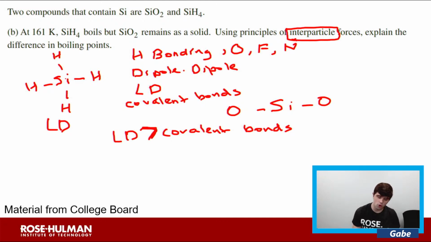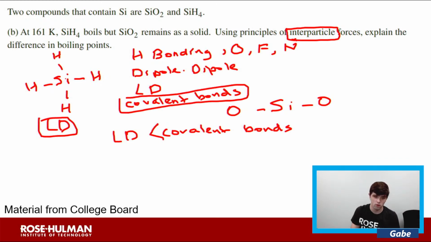So how does this affect the interparticle forces at the temperature? When they're at the same temperature, these will be stronger, because on the stronger side we have a solid, and on the weaker side we have a boiling liquid. That's because at a certain temperature, it'll be much easier to get rid of the London dispersion forces than it will be to get rid of those covalent bonds.